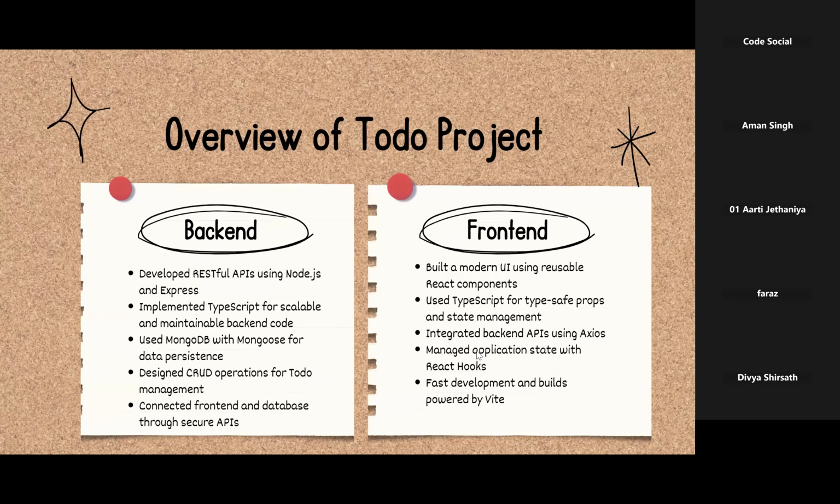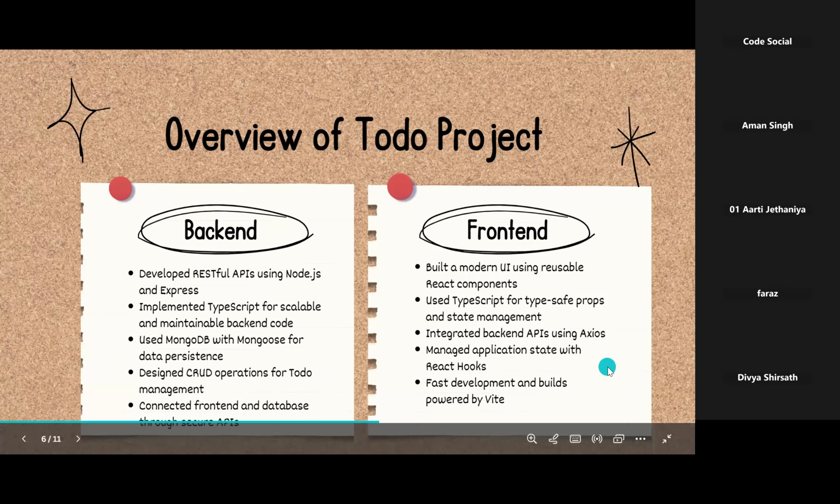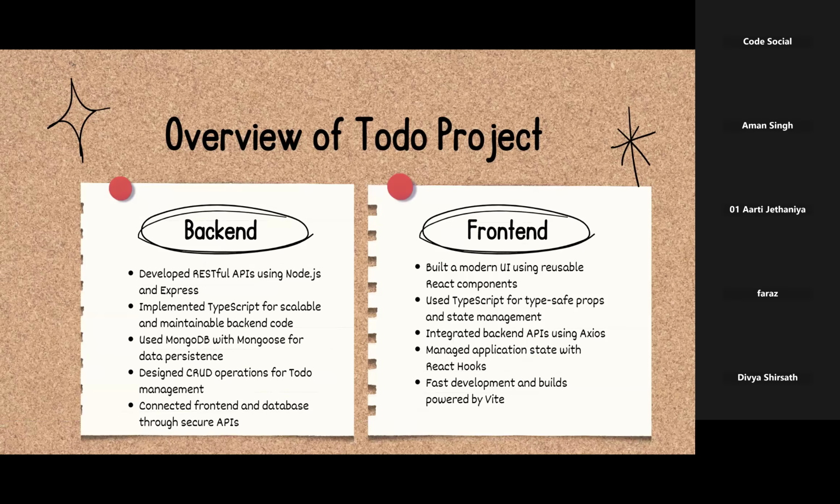Okay, and integrate backend APIs using Axios. So this is the main point: how we connect a front end to the backend system, how we call the APIs, how we integrate both systems. Axios is used for the connection of whatever APIs we have written in the backend. Now we use these APIs in the front end via Axios.